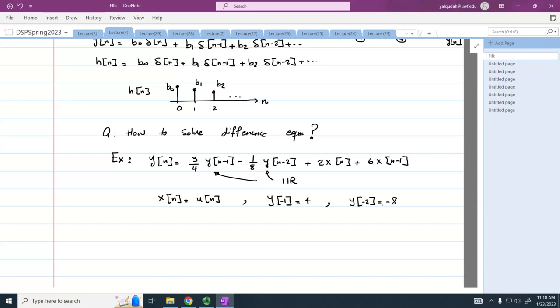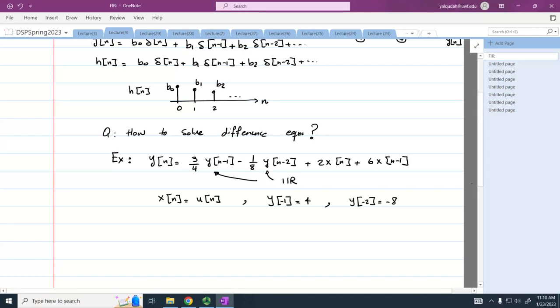Why do I have these two initial conditions? Because if I were to calculate y of 0, it's going to depend on y of -1 and y of -2. I'm calculating the output when n is greater than or equal to 0. When n is equal to 0, I'm going to need y of -1 and y of -2. Why don't I have initial conditions for x of n? Because it's the input. Because we know what the input is. The input is known at all times.